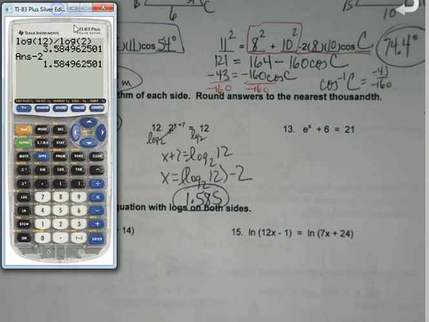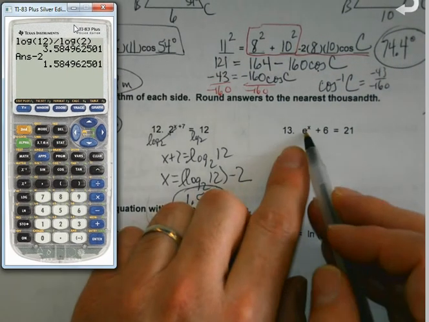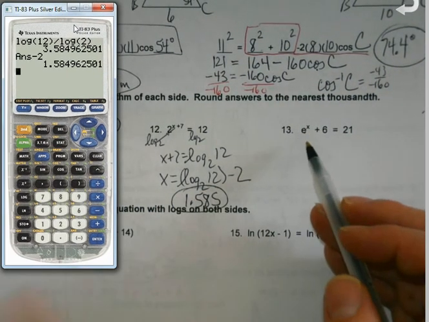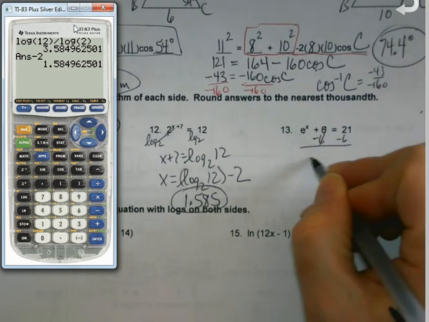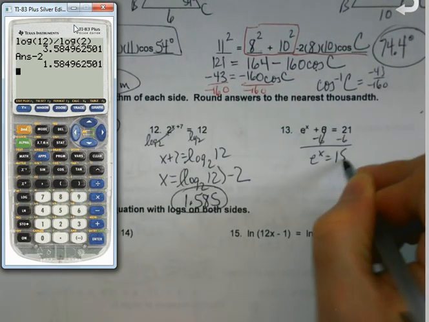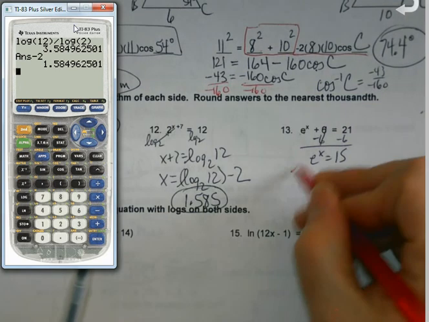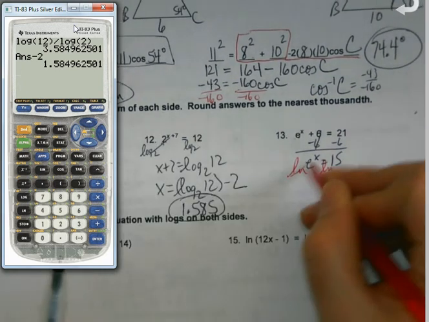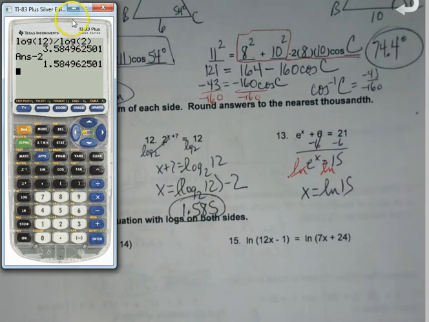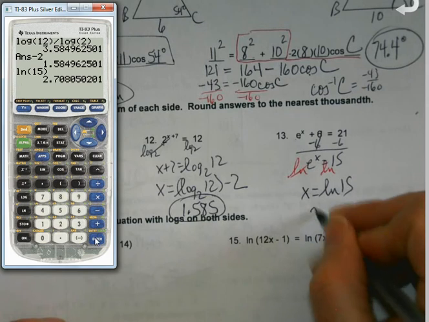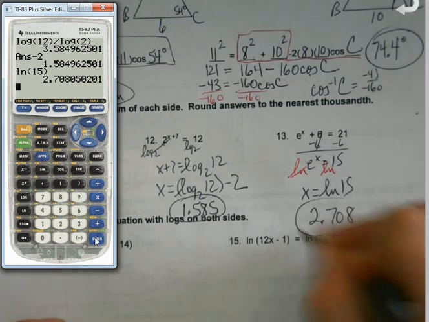Now, the last one, and a lot of you will remember, ooh, it's ln with this. Yes, but before you do that, isolate this. E to the x equals 15. Now I can use ln, the natural log. Then I can type it in the calculator. 2.708.